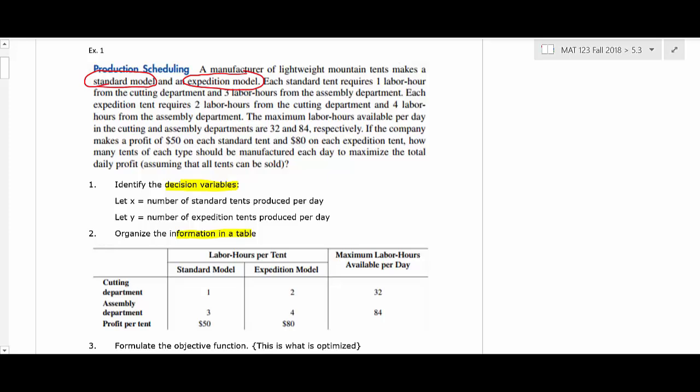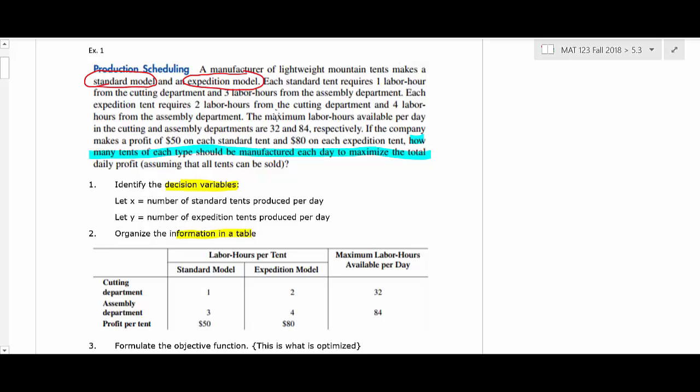The hardest part of these problems for most students is setting everything up, so always read the question. The question says, how many tents of each type must be manufactured? So whatever the question is will tell you what the variables are. So I'm going to let x be the number of standard tents made per day, and y is the number of expedition tents. The variables shouldn't be a mystery to you because the question will tell you what they are.